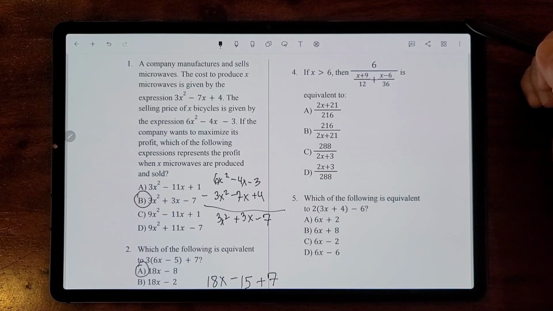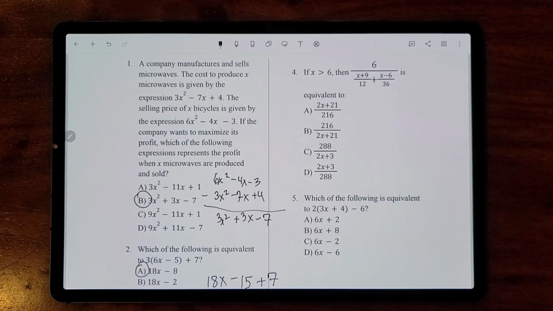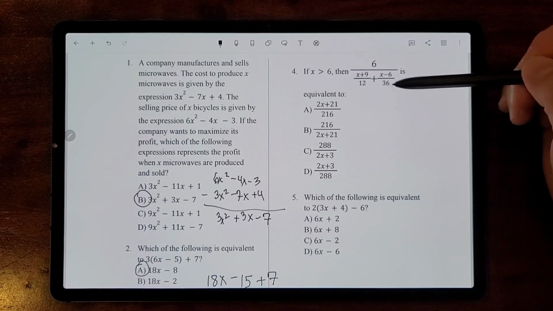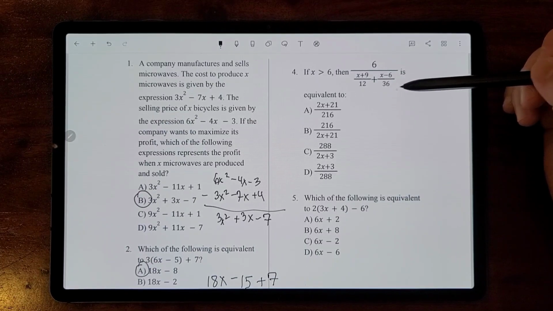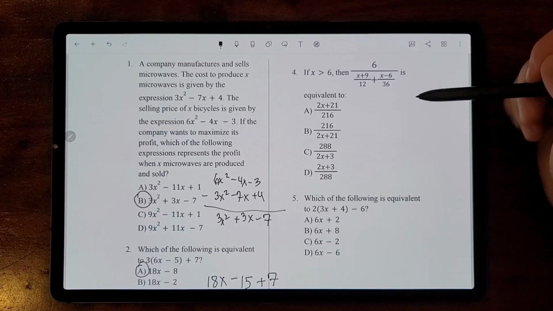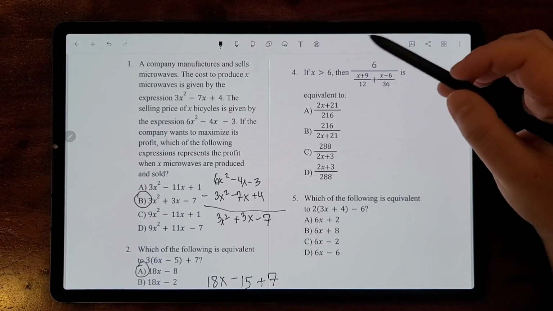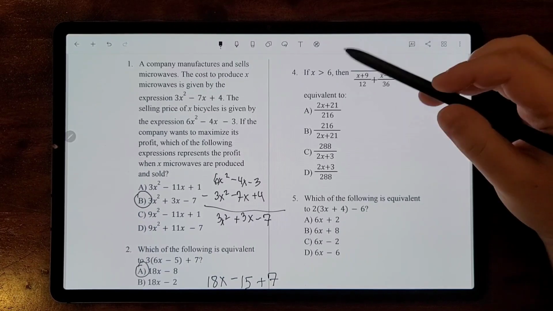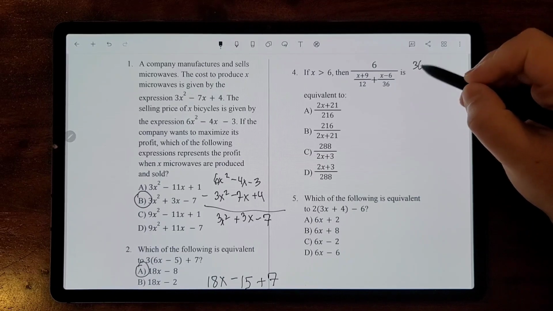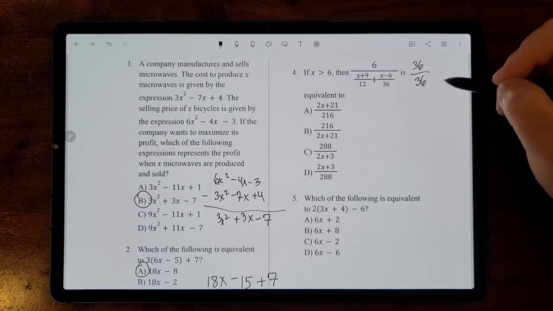What I would recommend doing instead is just multiplying the whole thing by a number that allows you to get rid of the denominators. One of the easiest ways to do that is to look at the greatest number for the denominator when you have fractions involved, which in this case is 36, and multiply the whole thing by that. So I'm going to multiply the whole thing by 36 over 36, because I want to multiply by 1 essentially.